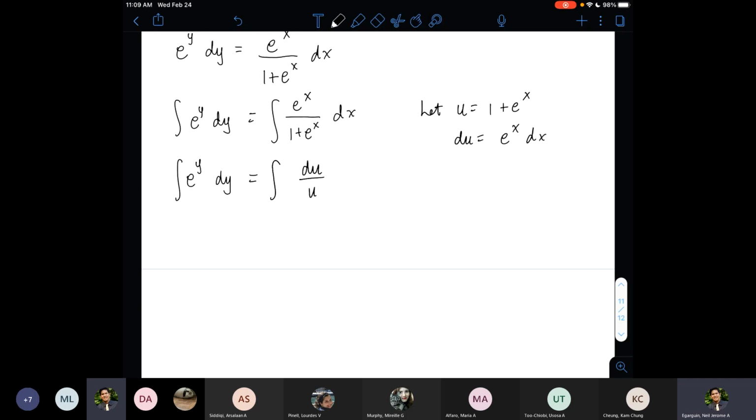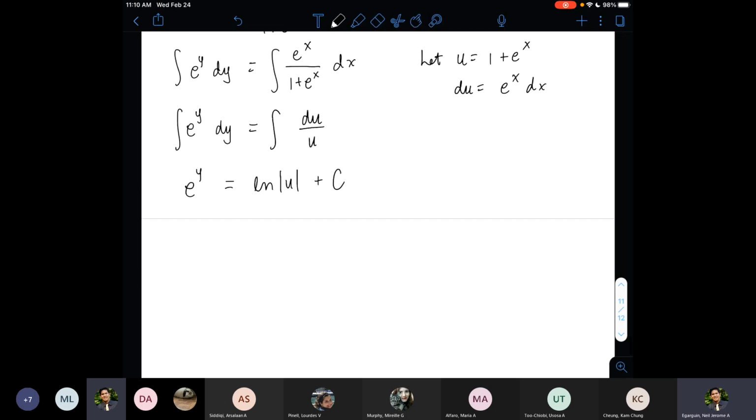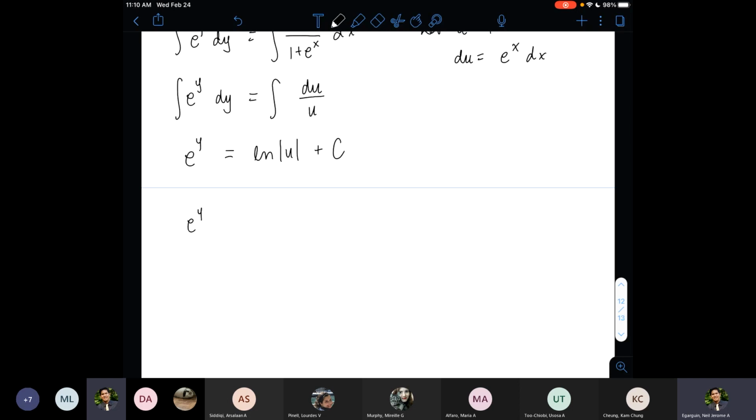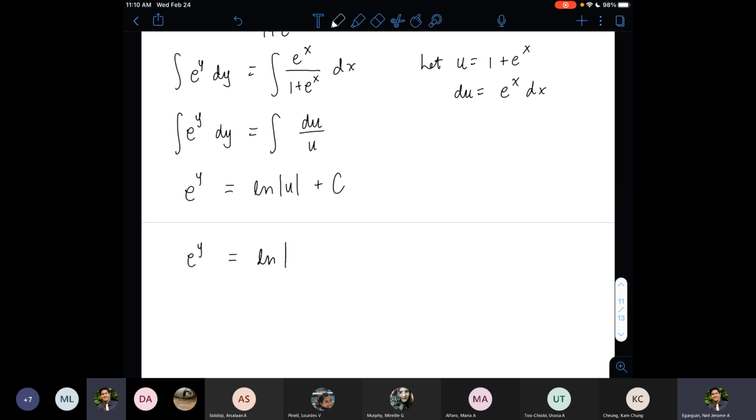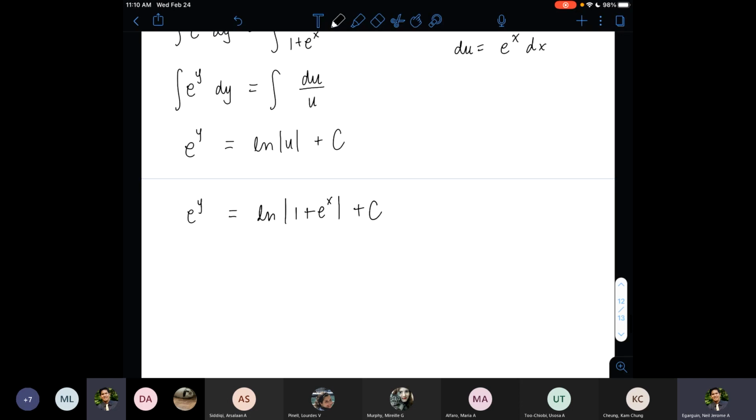And then I'll integrate now both sides, so I'll get e to the y. Then here I'll have ln of the absolute value of u plus the arbitrary constant c. Again, this constant c takes care of the arbitrary constants coming from the left and the right of the equation. So that's just one big arbitrary constant. And then I'll revert to the original variable x. So I'll have ln of the absolute value of 1 plus e to the x plus c. Or you can recognize that 1 plus e raised to x is always positive, so you can drop the absolute value symbol.